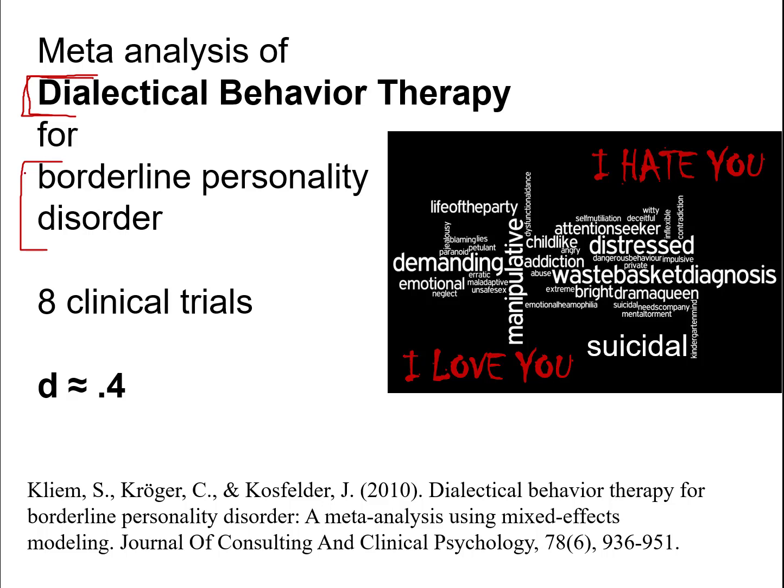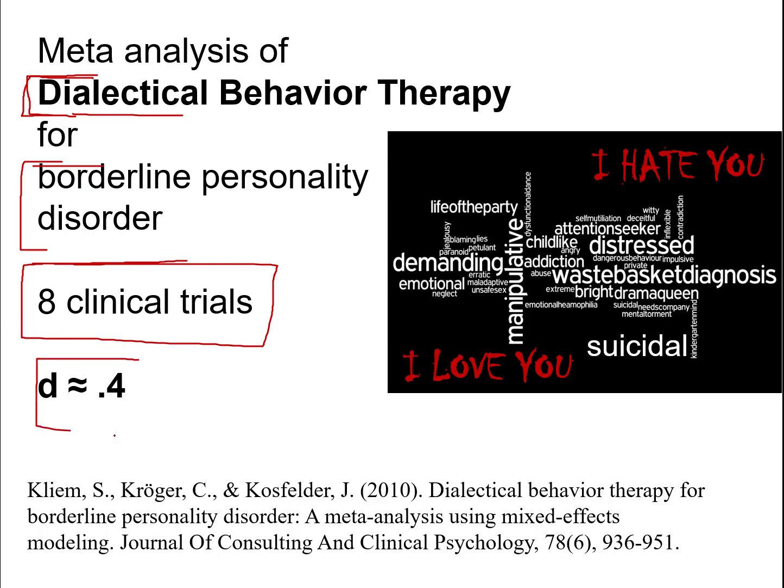Now, there haven't been a whole lot of studies testing this treatment, but there have been. This one meta-analysis I found is a meta-analysis that found 8 separate studies, 8 different clinical trials testing dialectical behavior therapy for borderline personality disorder. And the average d-statistic across those 8 clinical trials was a d-statistic of 0.4, which would be a small effect. And what that illustrates is that borderline personality disorder is a relatively difficult type of disorder to treat. So what does our illustration of a d-statistic of 0.4 look like?